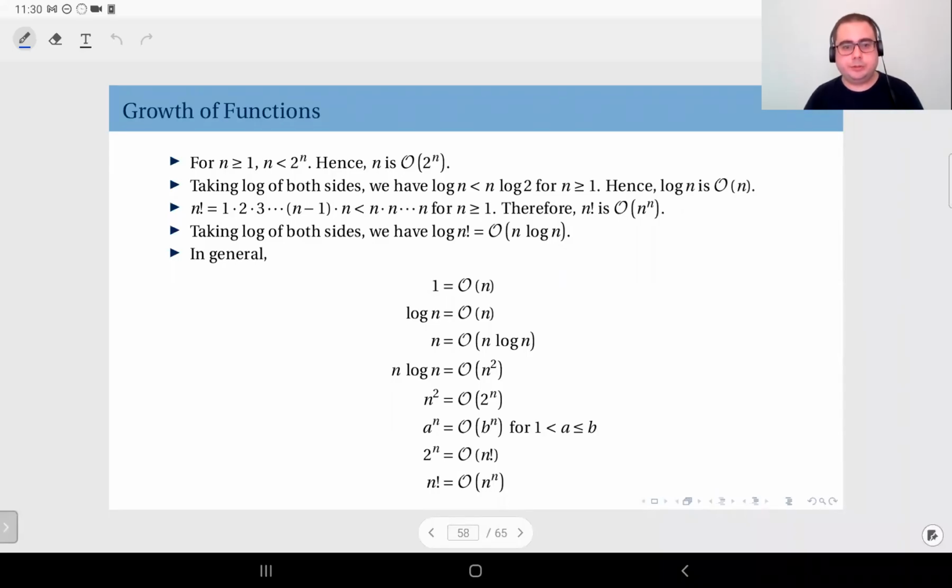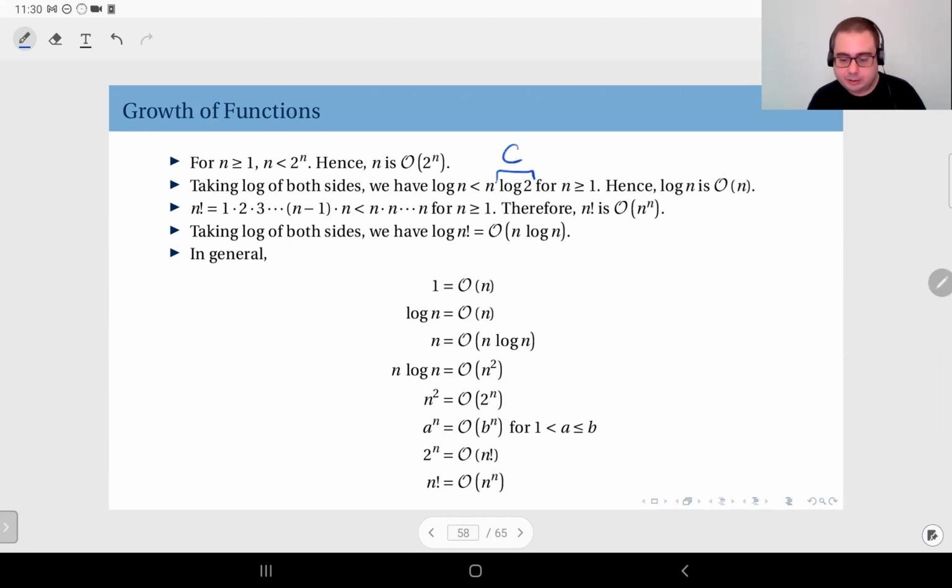Okay, here are some general results in the context of growth of functions. For n greater than or equal to 1, we know that n is always smaller than 2 to the power n. By definition, this means the function n is big O of 2 to the power n. And if you take the logarithm of both sides, since a logarithm is a monotone function, the inequality will be kept. So log n will still be smaller than log of 2 to the power n, and log of 2 to the power n is equal to n times log of 2.